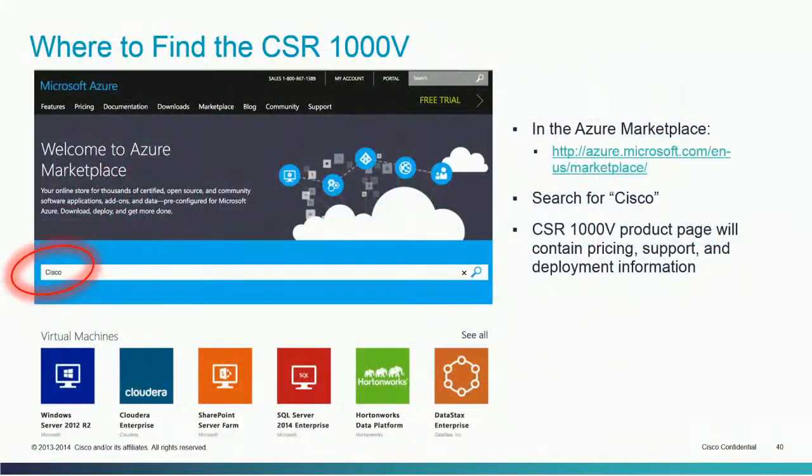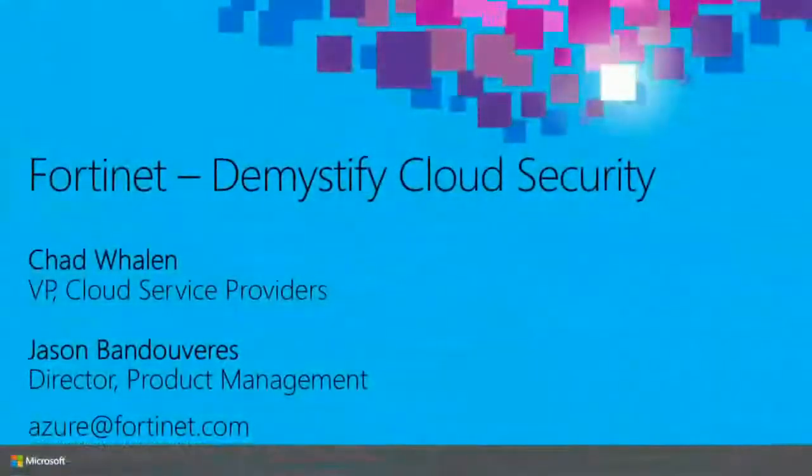And keep an eye on the marketplace. Just do a search for Cisco, and we should pop up there within the next few weeks. We're just going through the last little bit of testing that we need to do, and then we'll be a certified virtual appliance in the Azure marketplace. And with that, I will turn it over to the next presenter. Thank you, James.